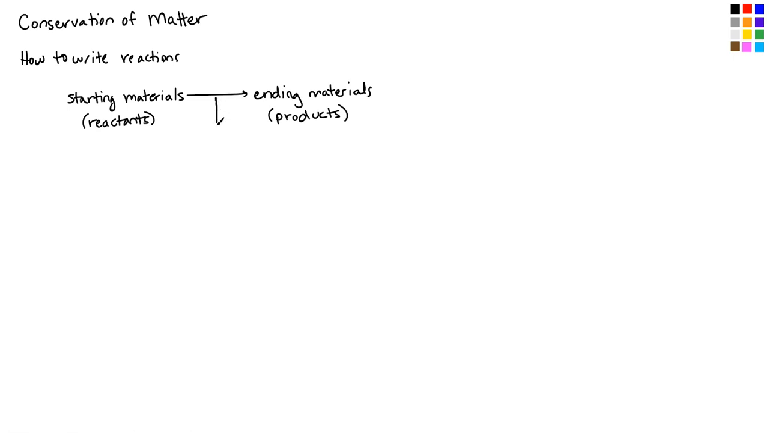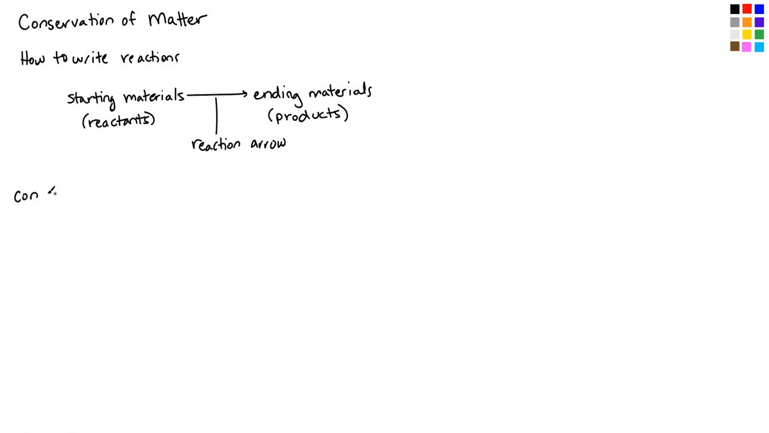And then this right here is our reaction arrow. So again, this is just a way of writing what we start with. You draw an arrow to show that we started with this and we're going to this, our products.